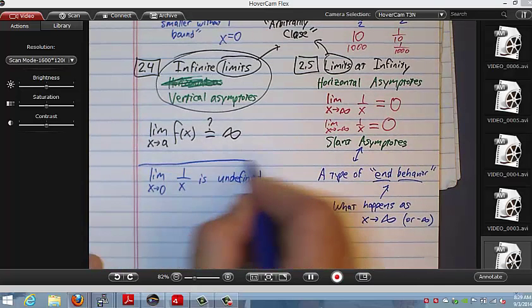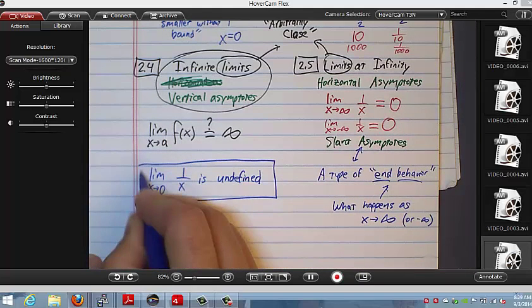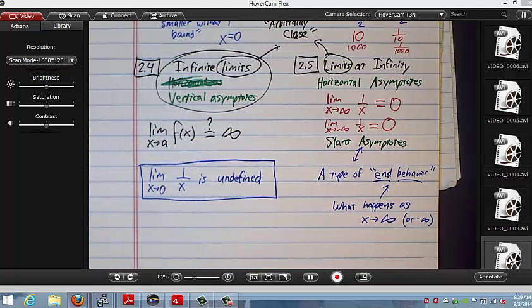Why? Why would I say that? There is an asymptote, but I'm going to say the limit is undefined. Give me the name. Sam? Sam, go ahead. Is it because you're putting a 0 in the denominator?